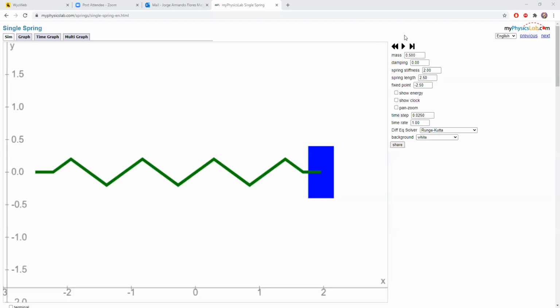Hello class. So in this video, we'll continue on section 3.7, and we're talking about simple harmonic motion. In the previous videos, we went over a specific example of this. We're looking at a spring mass system under a couple of assumptions. So first of all, how did the system work?